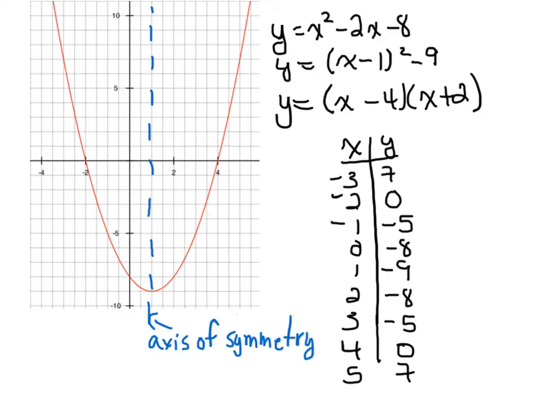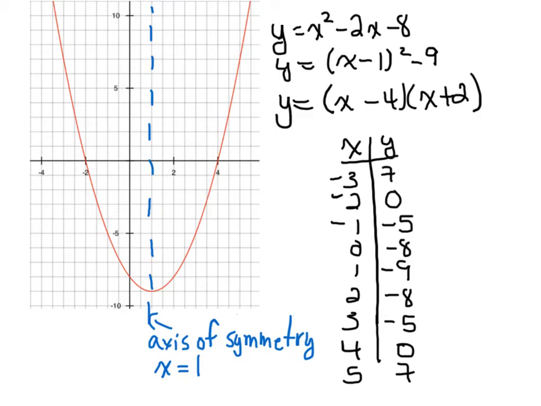Now, the axis of symmetry has an equation, and since this is a vertical line, and it goes through where x is equal to 1, then the equation is x equals 1. And that's because no matter what the value of y is along this line, x will always be equal to 1.